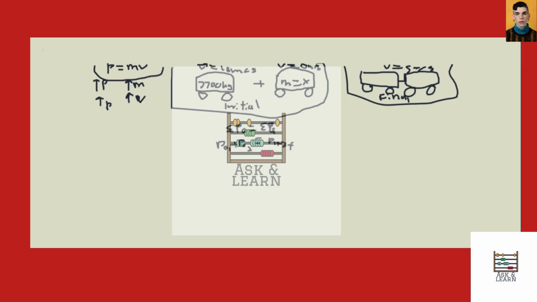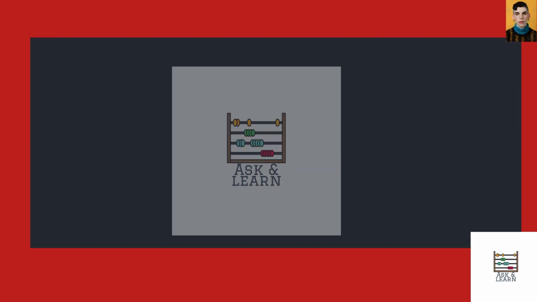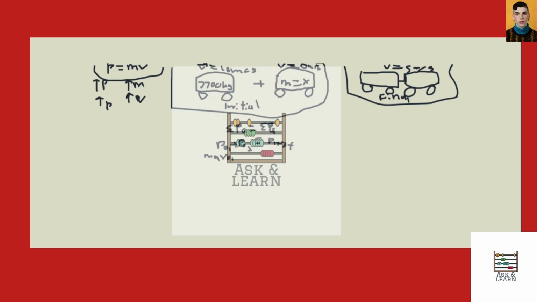So let's break down P and substitute it. P initial 1, what is that equal to? It's equal to the mass of the first boxcar multiplied by the velocity of the first boxcar. And you do not need to do P initial 2. Why? Because the velocity is 0 meters per second, and we know that 0 multiplied by any mass will still be 0. So that does nothing.